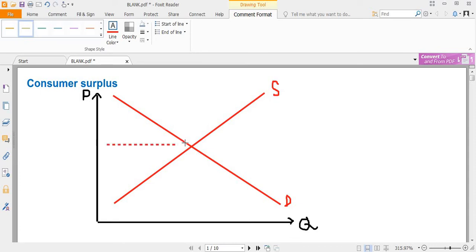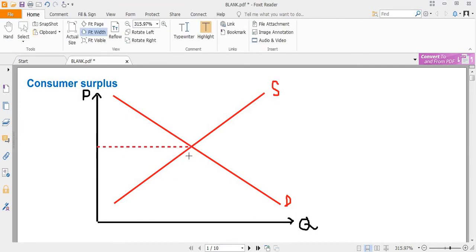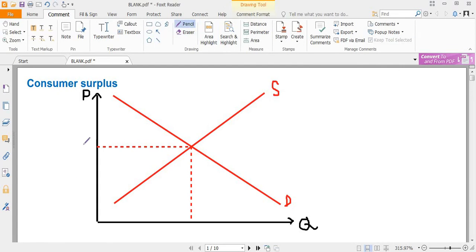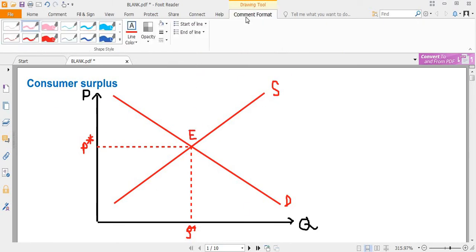So essentially, if I think of the equilibrium price, that would be starting from this point, and if I think of my equilibrium quantity, it would be starting from this point itself. Suppose this would be my equilibrium price P star and this would be my equilibrium quantity Q star. Let me think of the equilibrium point itself as point E. So this is my standard demand supply model.